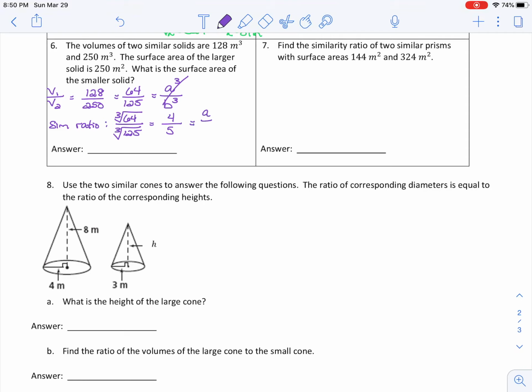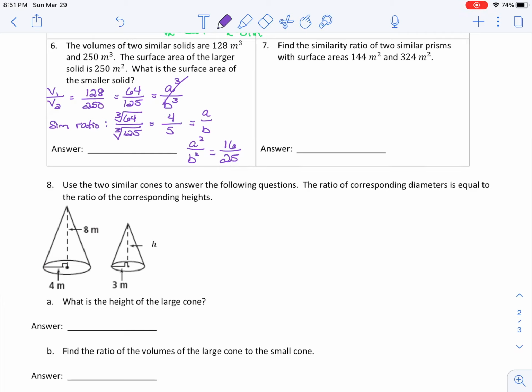So I don't need the one with the cubes. I don't need this home base one with the exponent of 1. I need the one that has been squared. So I'm going to square the 4 and I'm going to square the 5.